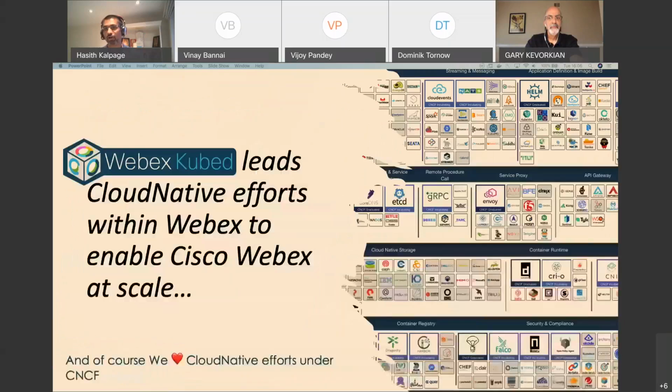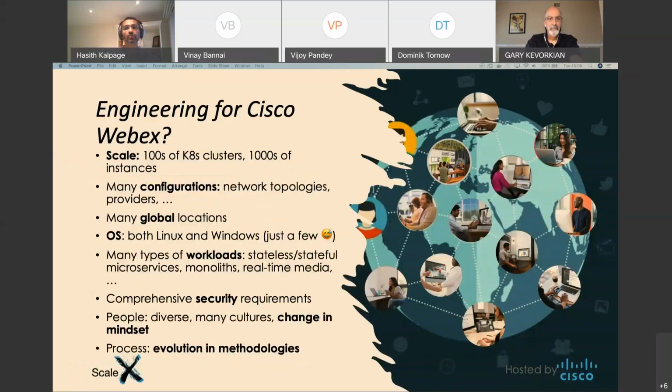Now, moving on, I guess everybody is well aware of the Cloud Native Foundation and CNCF efforts. We have an initiative inside Webex called Webex Cubed, and the aim of Webex Cubed has been to lead cloud native efforts within Webex to see what we can do to enable Cisco Webex use cases at scale. So what does it mean to engineer for Webex? First, it's the sheer scale.